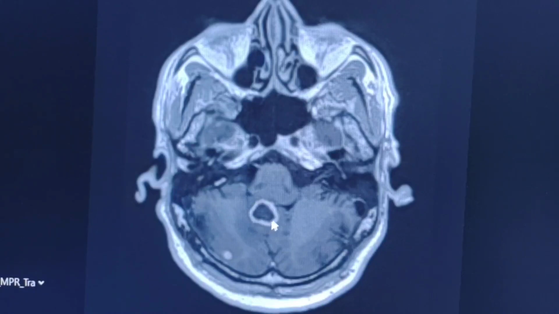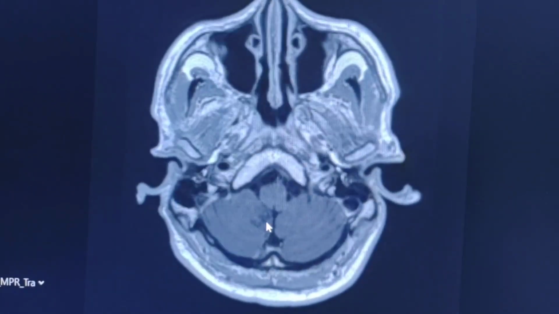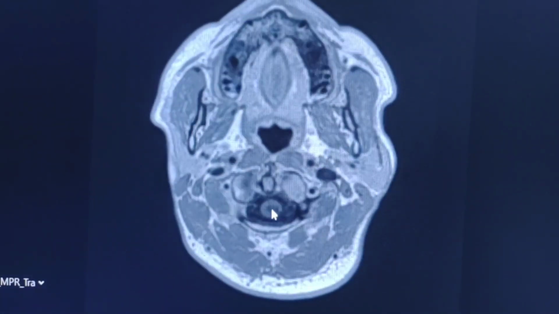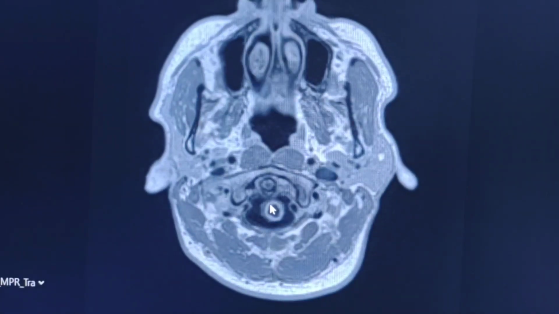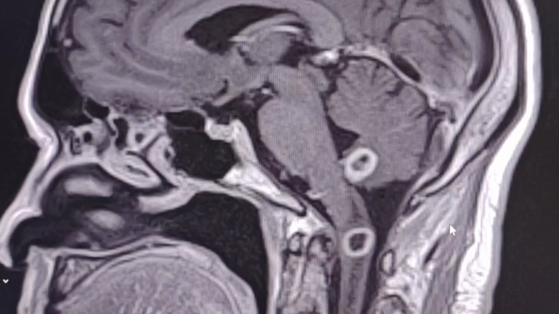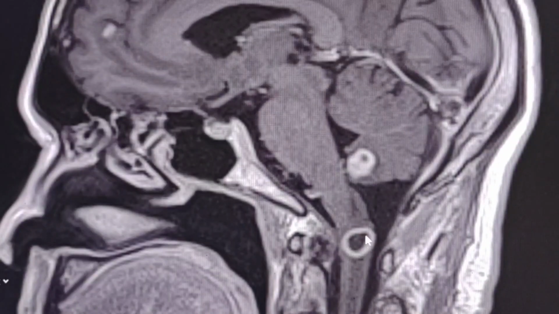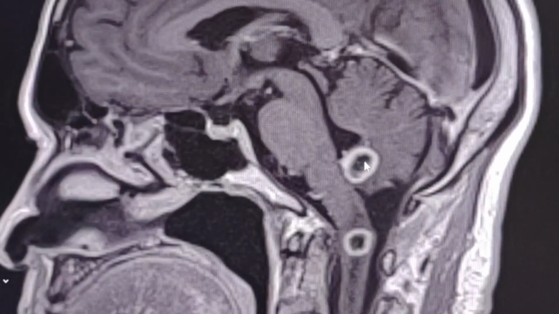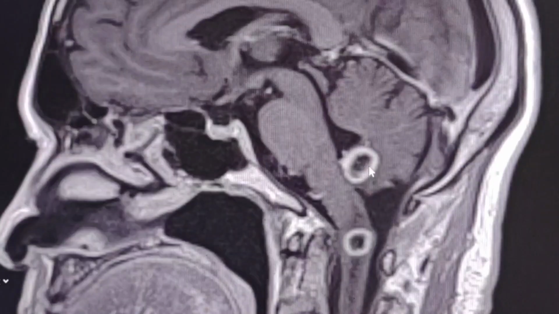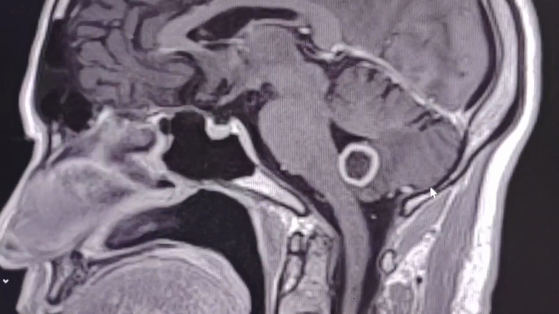This is another couple of lesions in the cerebellum, and another one in the upper spinal cord. Here is another view in sagittal image. So there are multiple lesions in the brain, in the cerebellum, and in the upper spinal cord.